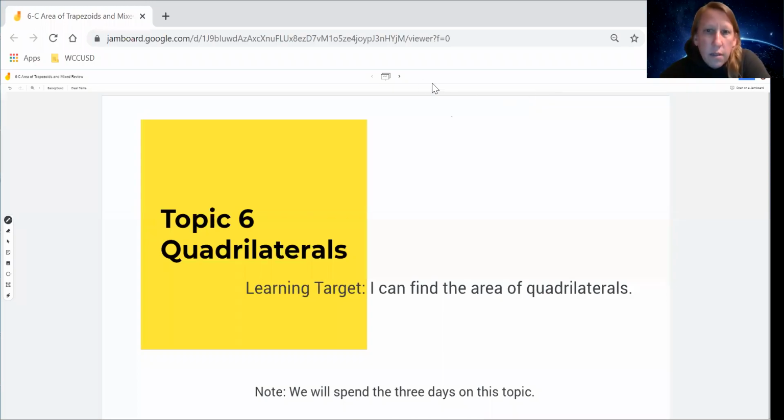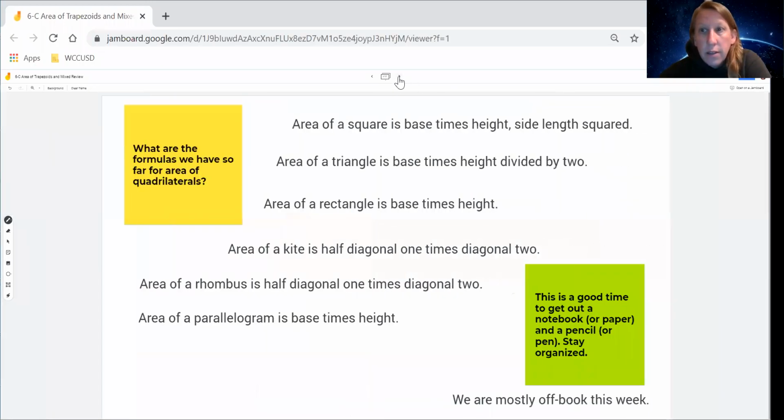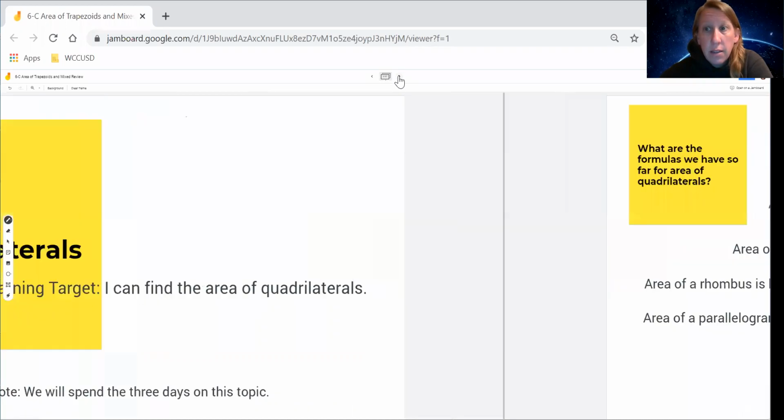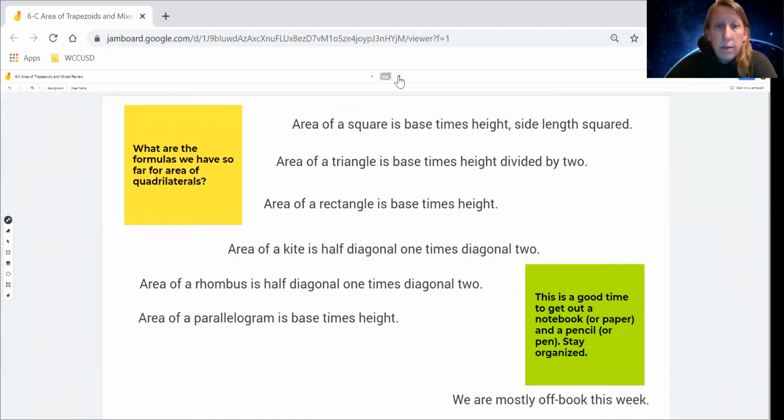Hello, students. Our last day talking about area of quadrilaterals, and we saved the best for last. The last one is a trapezoid. So here's all the formulas that we've talked about so far for area of quadrilaterals.